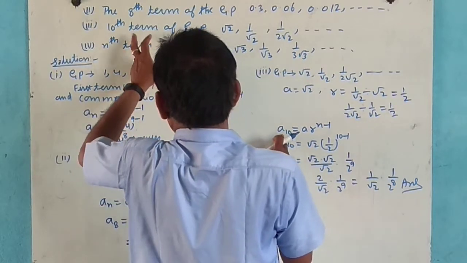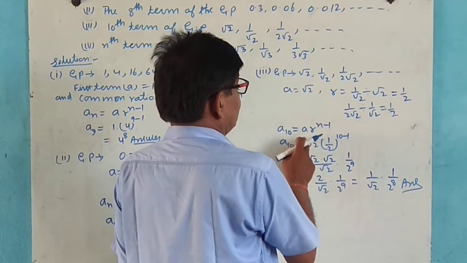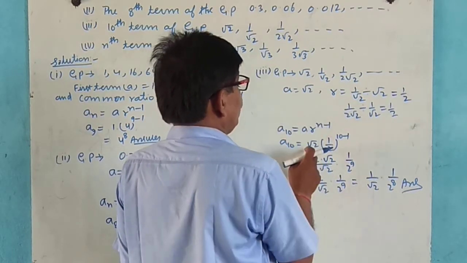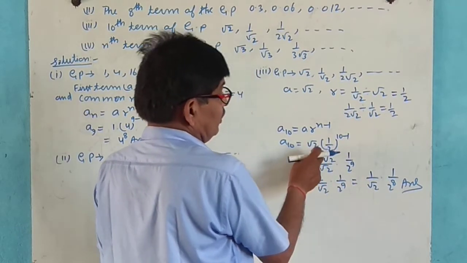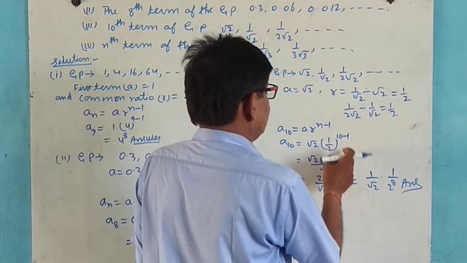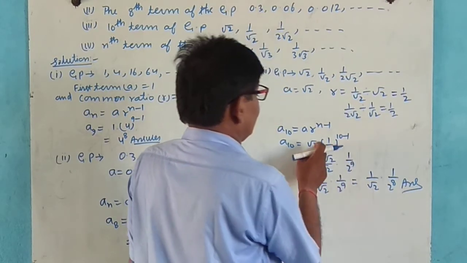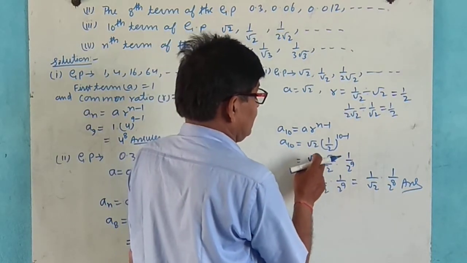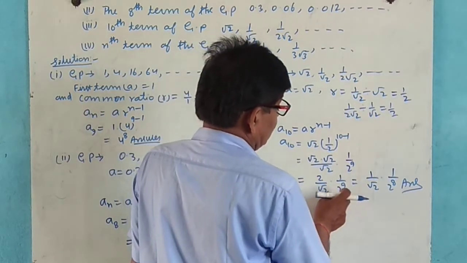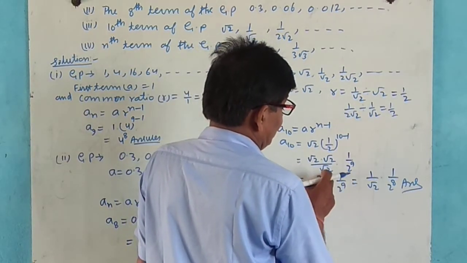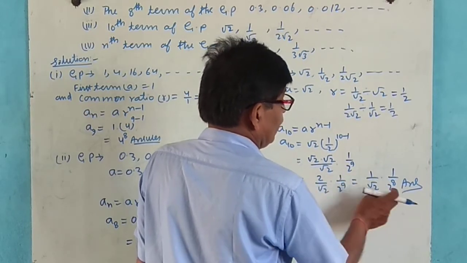In this case we calculate the 10th term. A10 is equal to a r to the power n minus 1. A is root 2 and r equal to 1 by 2, and 10 minus 1 equal to 9. So 1 by 2 to the power 9 under root 2 can be written as 2 by root 2, and 1 power removed, so that 1 by root 2 into 1 by 2 to the power 8.